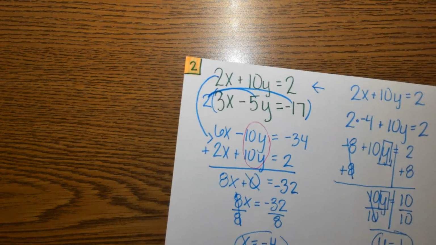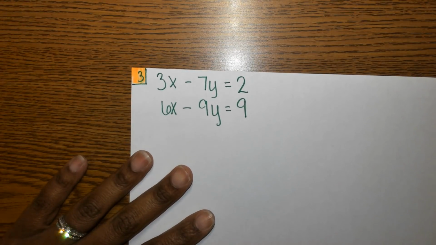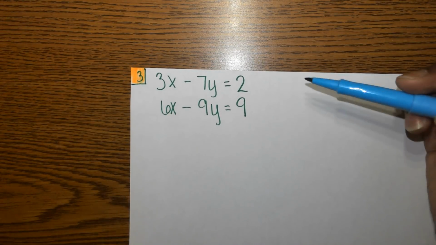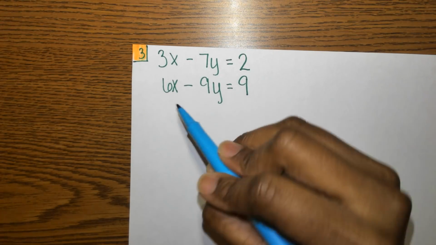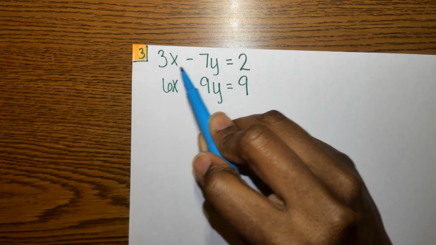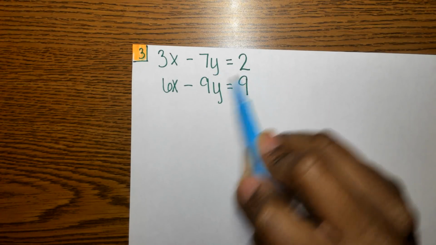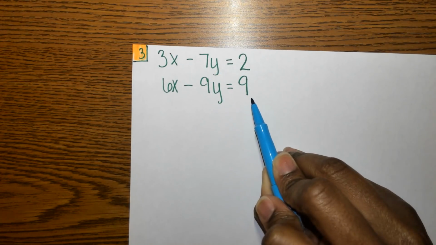So let's take a look at a third problem here. We're going to do the same thing. Now, if you want to, you can pause the video and try it on your own, or you can watch me do it again. So I've got 3x minus 7y equals 2, and 6x minus 9y equals 9.